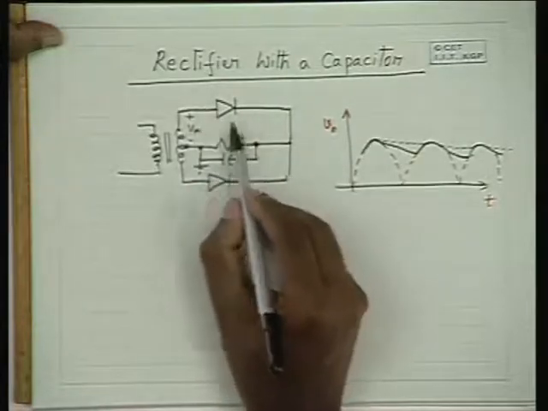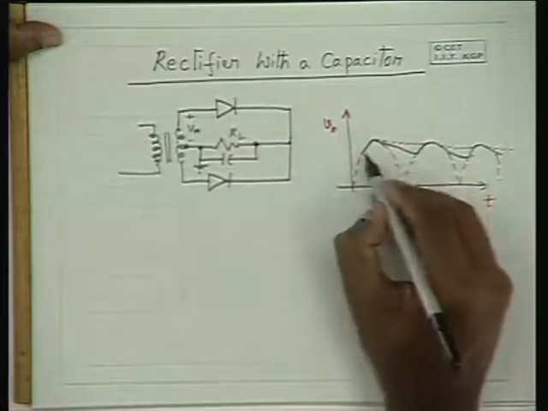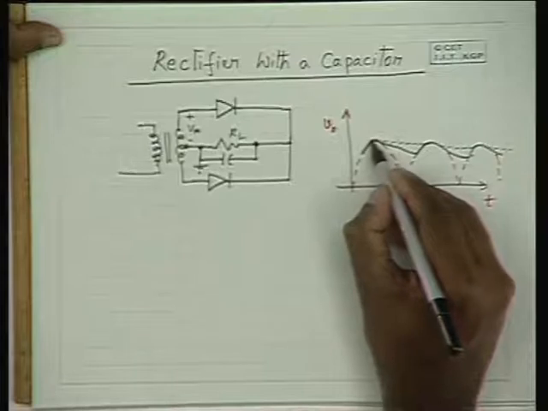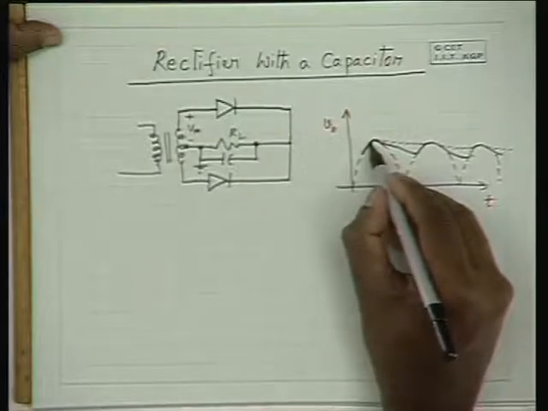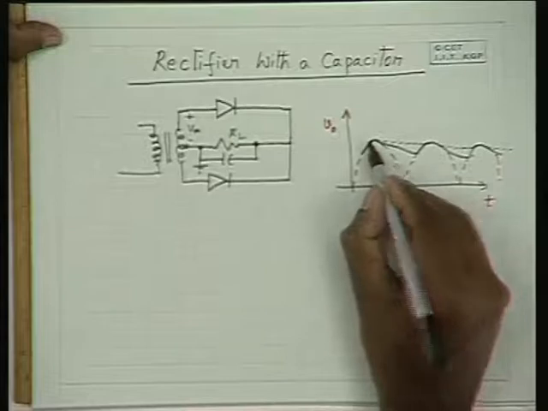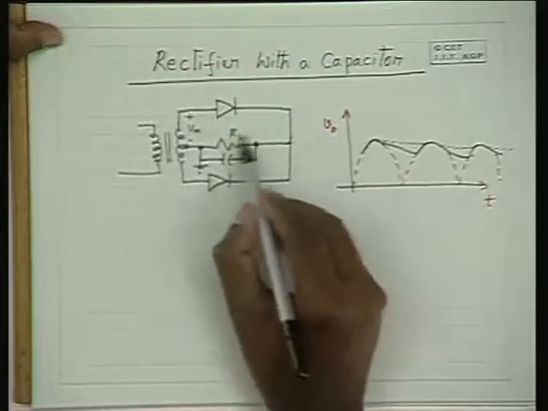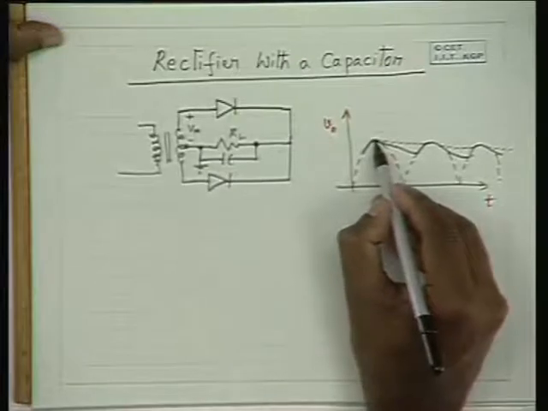And this series resistance being very small, the capacitor gets charged almost instantaneously, so very fast. In practice, you will not find any difference over here. So the capacitor voltage rises with the input voltage to the peak value.